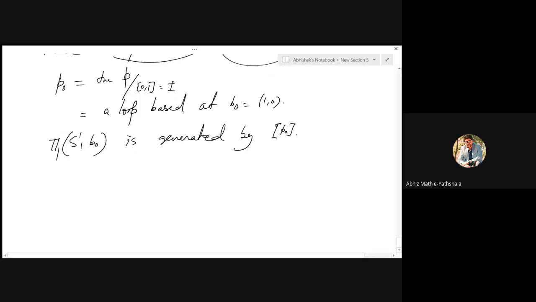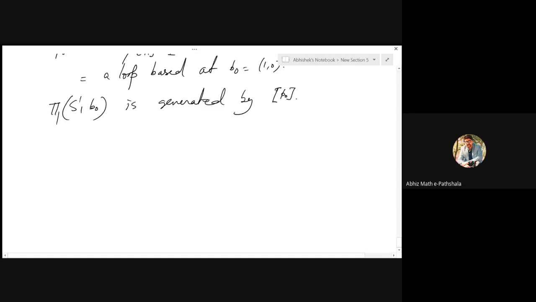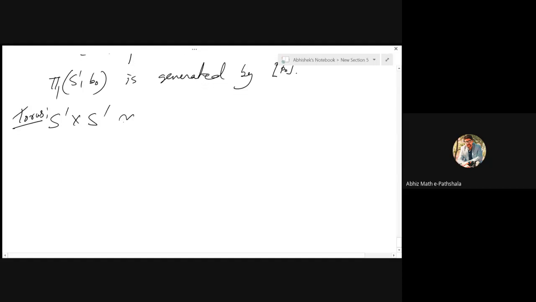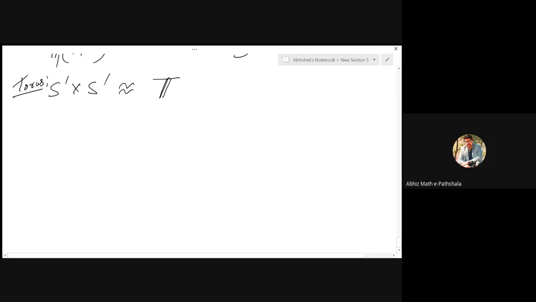Okay. So in 10 minutes I can compute the fundamental group of the torus. So how to compute this? Now I know that the torus is actually the space S1 cross S1, or you can take this T that you just rotate.